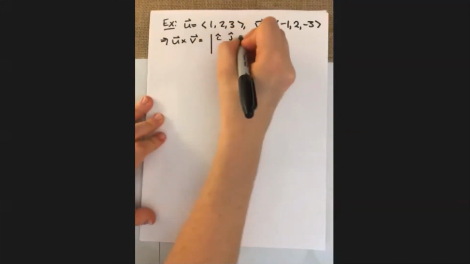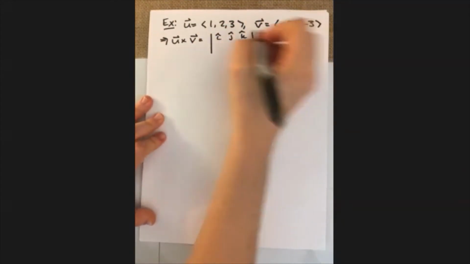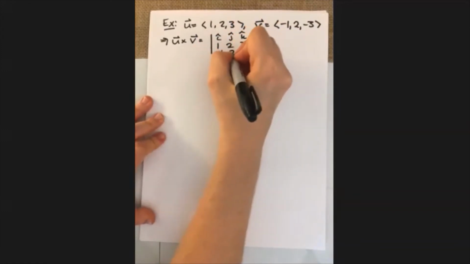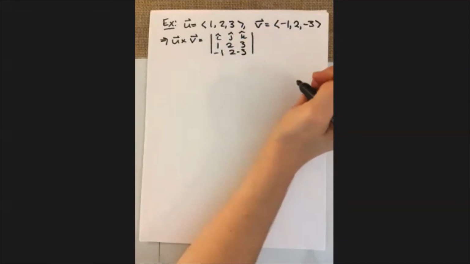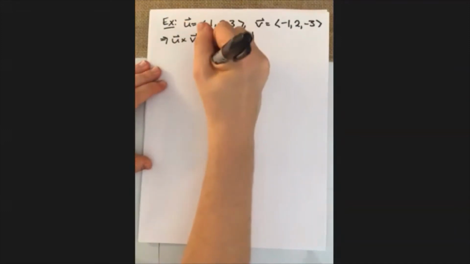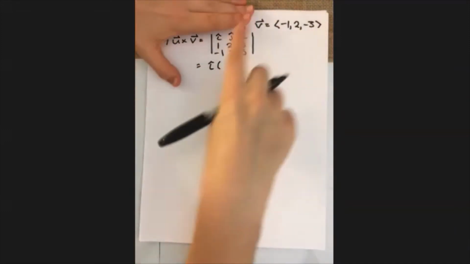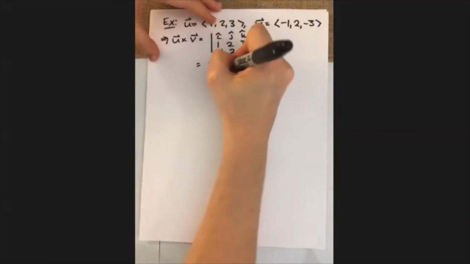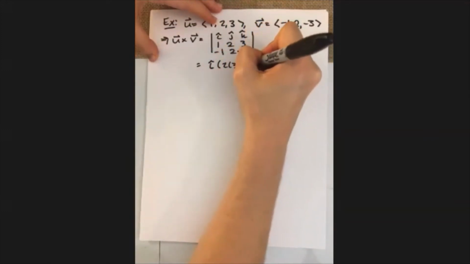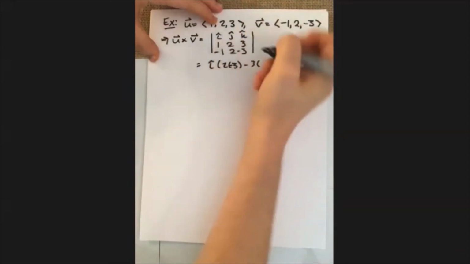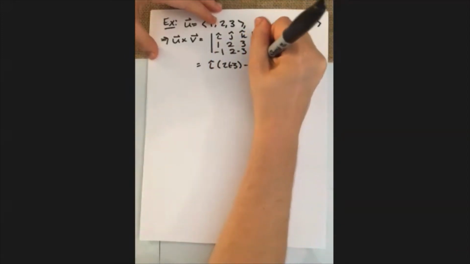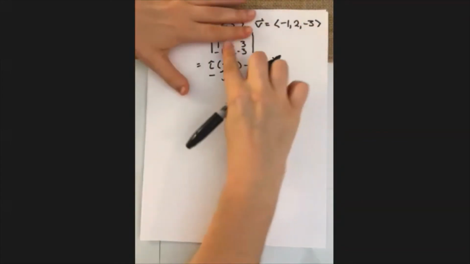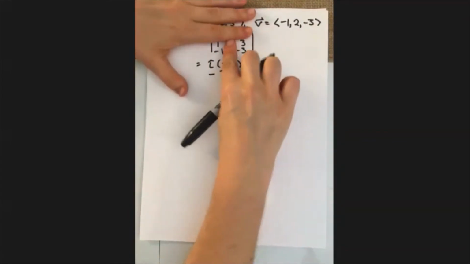We're going to put i hat, j hat, and k hat in our first row, and then u goes into the second row, and v goes into the third row, just like so. We take that determinant, we get i hat times the determinant of 2, 3, 2, -3, so we get 2 times 3 minus 3 times 2 times -3 minus 3 times 2, minus j hat times the parenthesis, or times the determinant of what's left over.